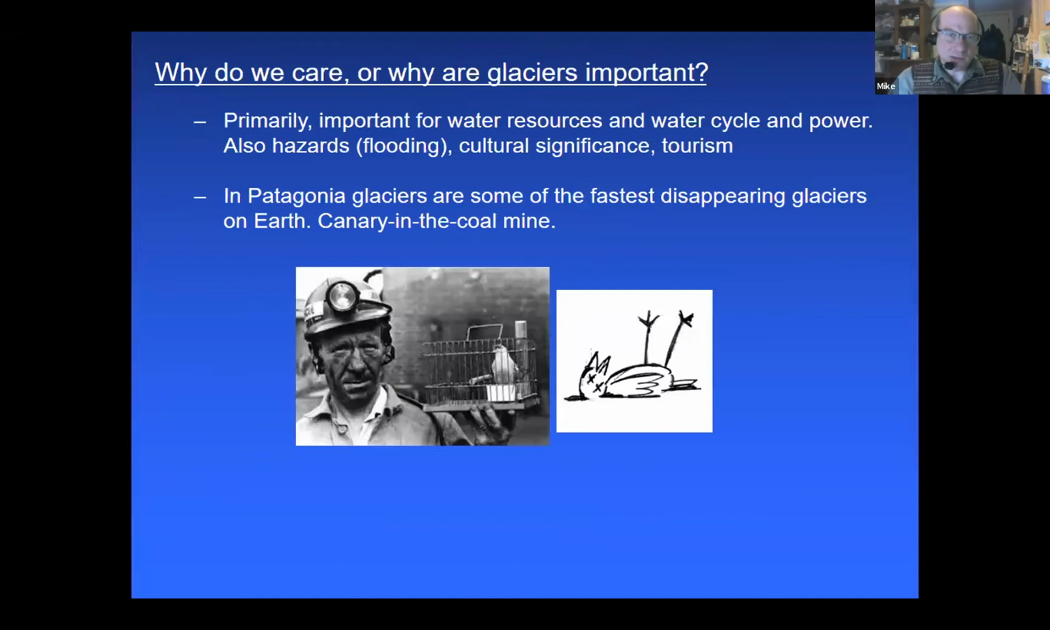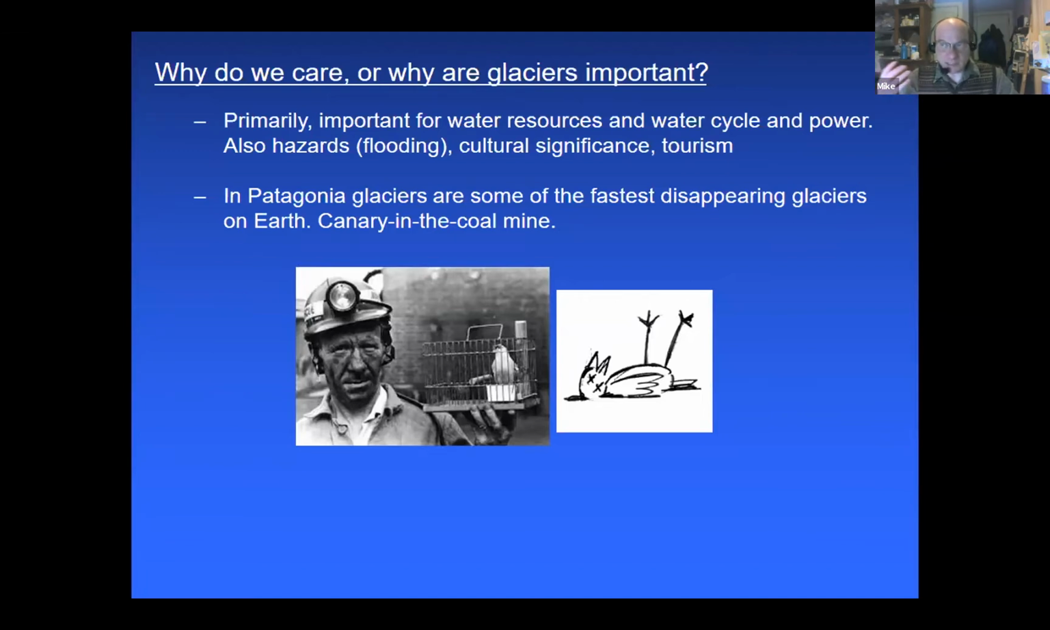Glaciers are also important because, maybe not in New York City, but in many areas around the Earth, they're extremely important for water resources, the water cycle and hydroelectric power. And this includes California. If anybody's listening who gets water from melt from snow and glaciers in the Sierra Nevada, this is important for the western side of the United States.